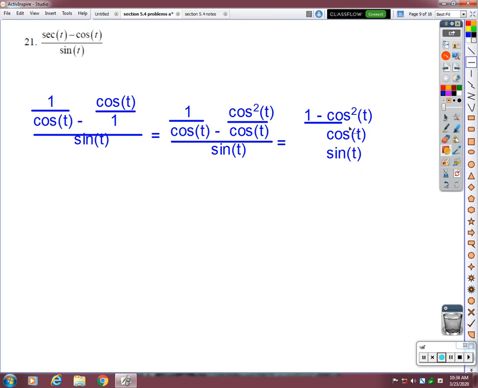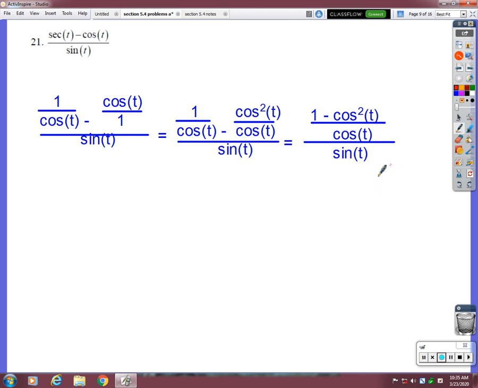Alright, so now what I'm going to do is take that top thing, 1 minus cosine squared, and think about my original Pythagorean identity: sine squared plus cosine squared equals 1. What I want to think about is what I would end up with if I subtract cosine squared from both sides.